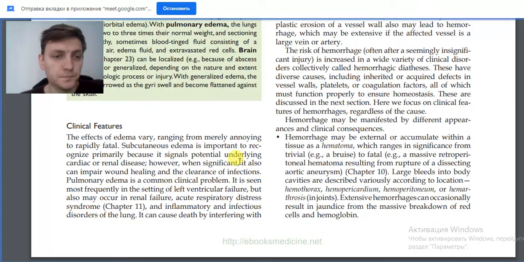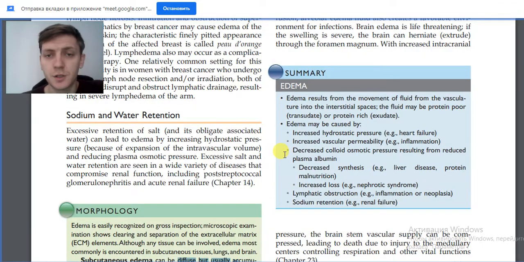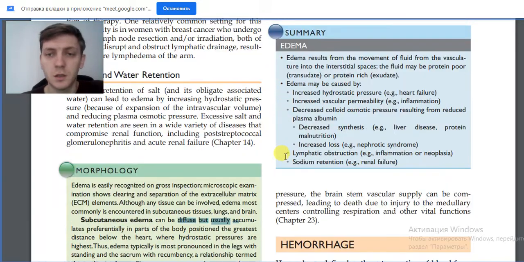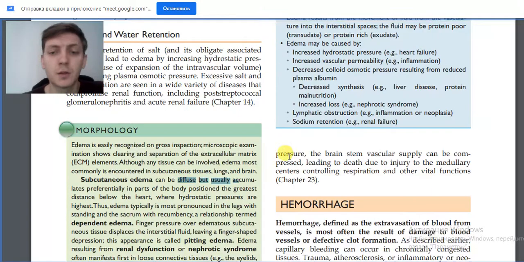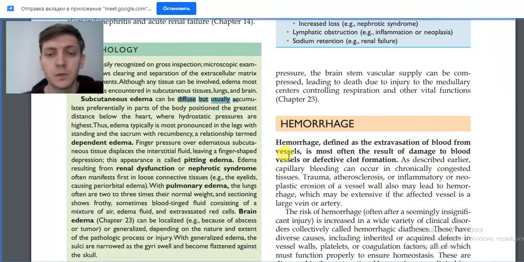Okay, clinical features are not our task, that depends on location. Of course, edema impairs the functioning of the organ, so that's why we'll discuss it in a relevant topic of organ pathology and edema.